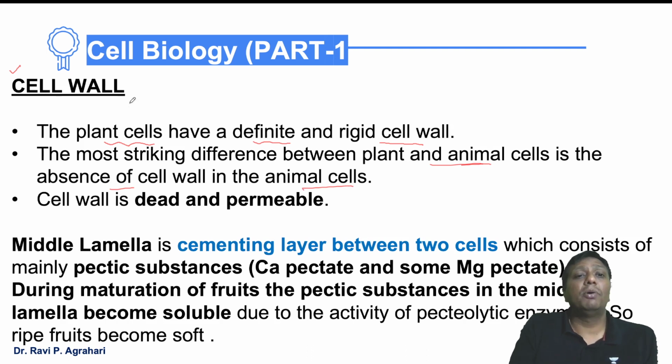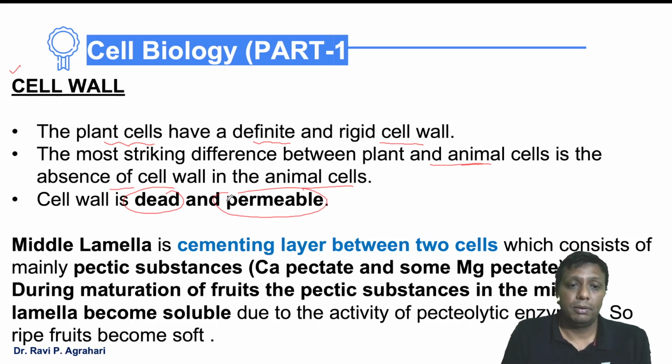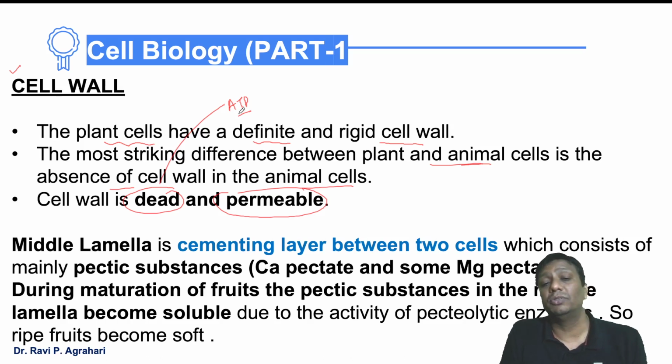By nature, if you see the cell wall, guys, it is dead and permeable. Okay, what is the meaning of dead and permeable? So I'll tell you guys. Dead means it has no need of energy such as ATP. And permeable means any substances may come directly through the cell wall, either inside or outside.